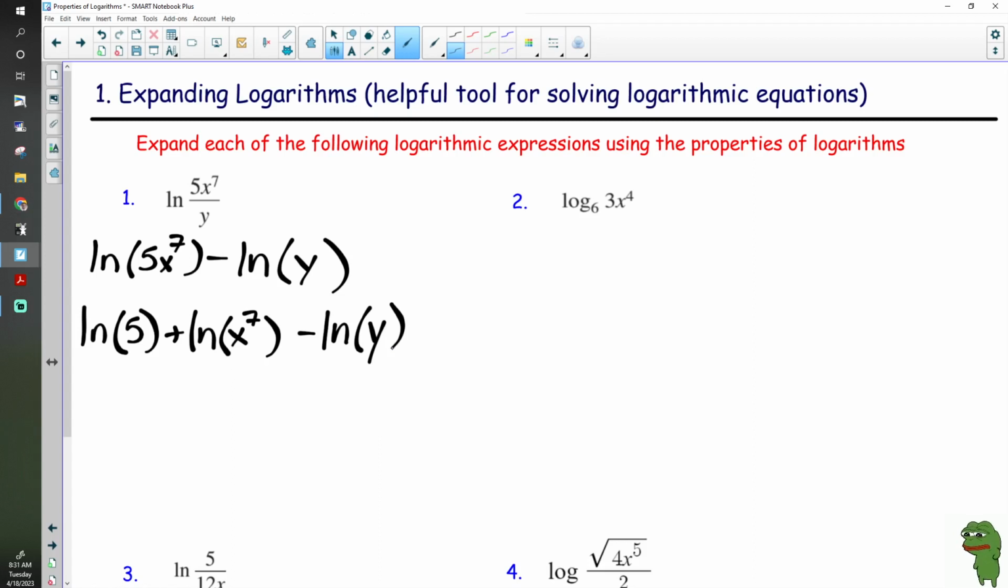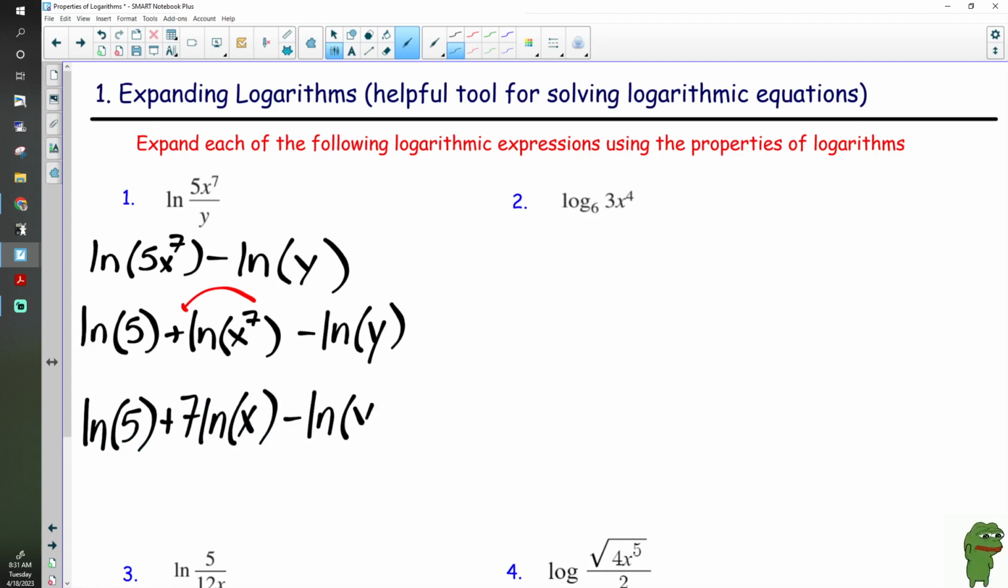And now that I have my x to the 7th by itself, I can take that exponent and I can move it out in front. The ln of 5 plus 7 times the ln of x minus ln of y. This is totally expanded.